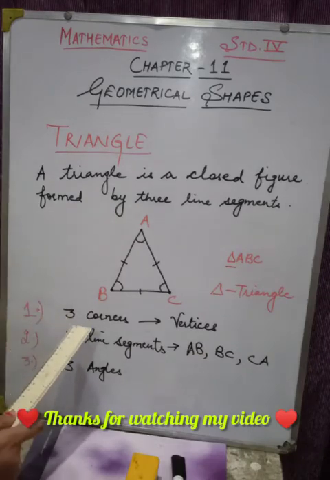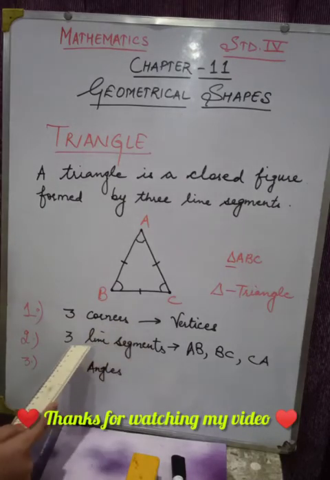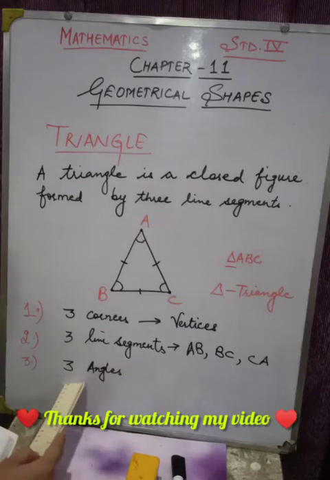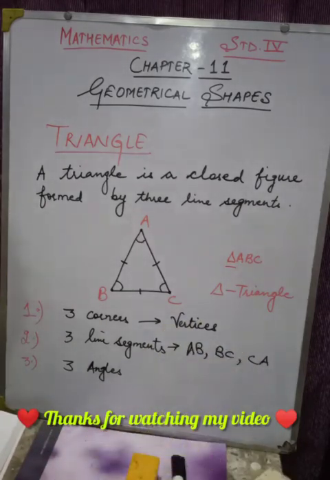What are the three properties? First property is three corners. It has three corners. It has three line segments. It has three angles. So these are the names we have discussed. This was all about our first type, that is triangle. It comes under closed figures.